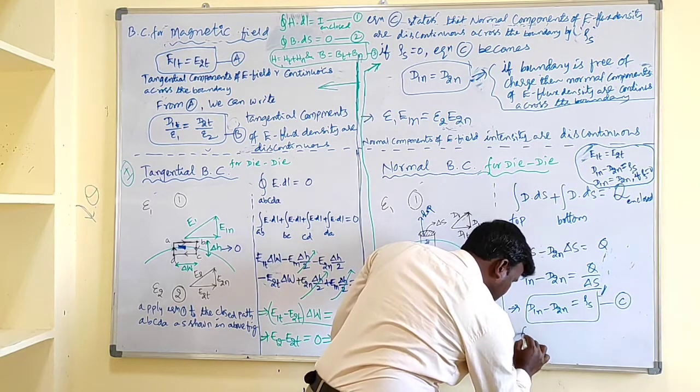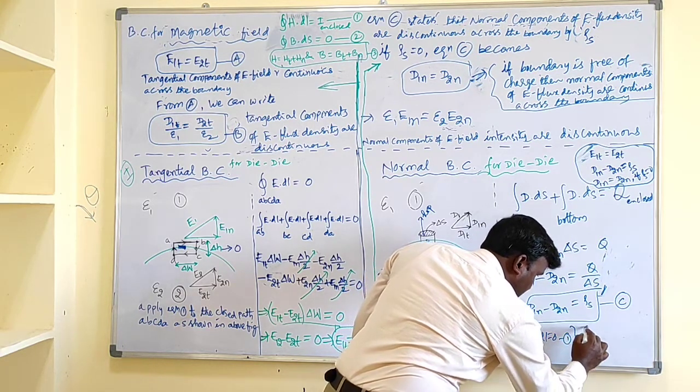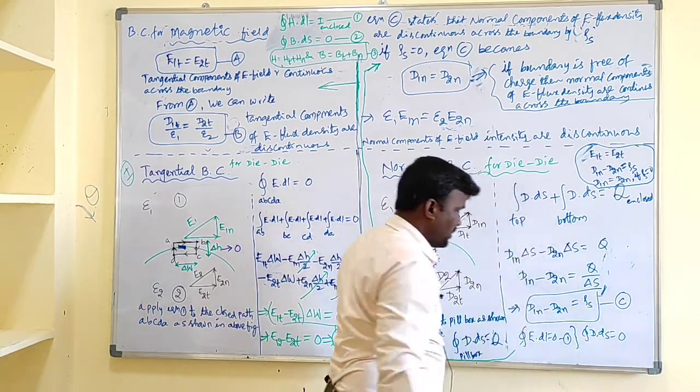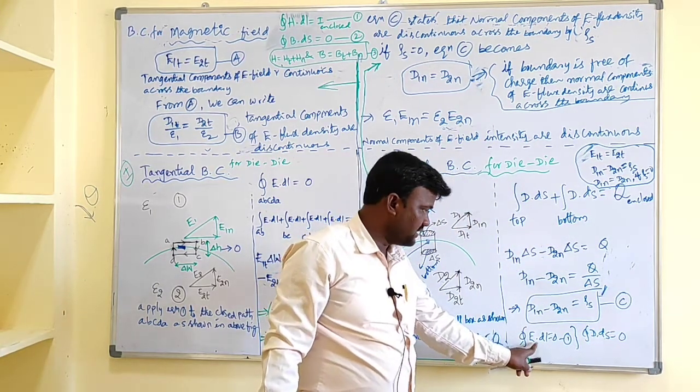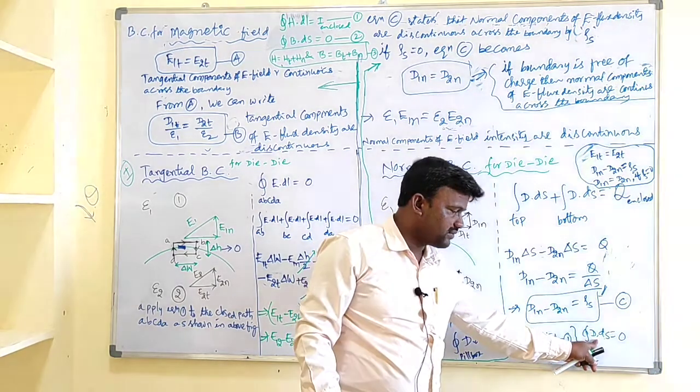use two equations, that is integral E dot dl equal to 0, this is equation 1, and another equation is integral D dot ds equal to 0. Here E is the electric field intensity, and D is the electric flux density. For the electric field, we consider electric field intensity and electric flux density.